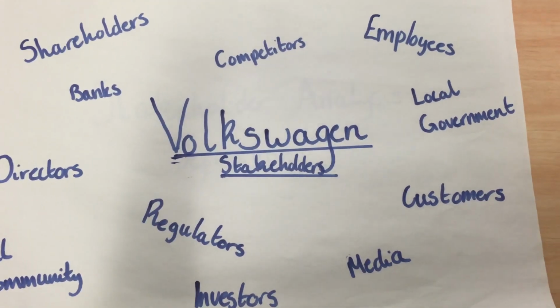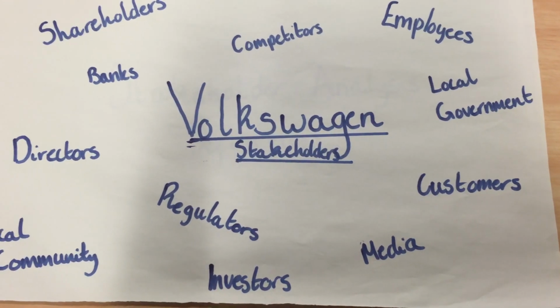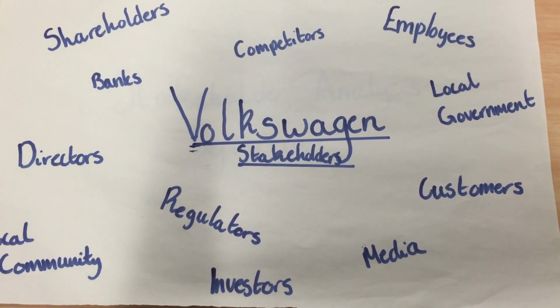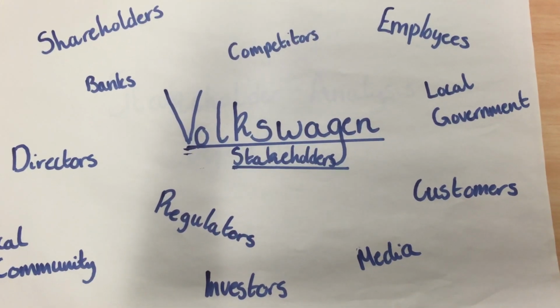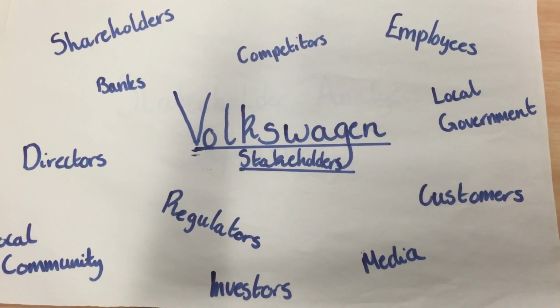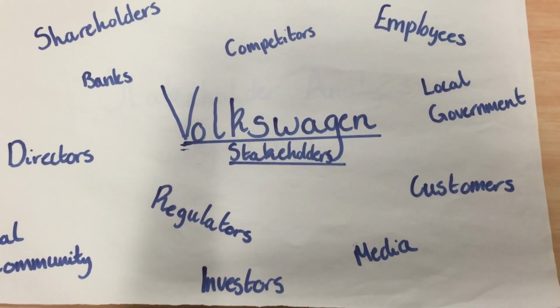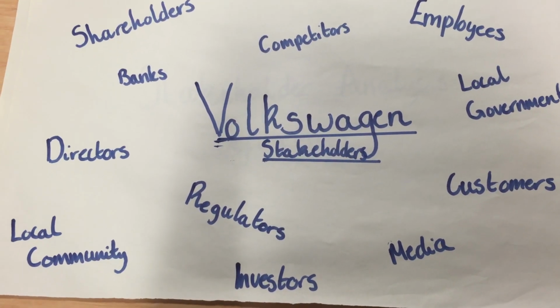Competitors such as Audi are interested in Volkswagen's profits and operations to see if they're performing better or at a lower cost. They can influence this by changing their prices up or down, putting pressure on Volkswagen to do the same, offering deals to steal Volkswagen's customers for their own. There's also regulators, directors, media, the local community, local governments, banks and investors.